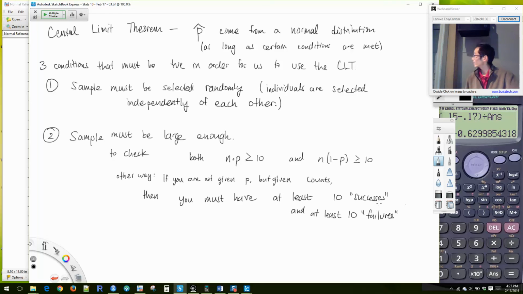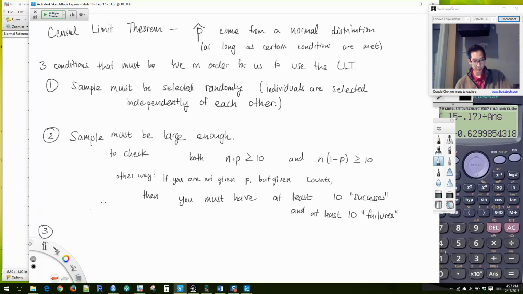So if we were talking about, say, taking a random sample of M&Ms out of the bowl, and you're drawing 140 M&Ms, if you're given just counts, you need to make sure you have at least 10 blue M&Ms and at least 10 M&Ms that are not blue. Or if you're given the proportions instead, you just have to make sure n times p is greater than or equal to 10, and n times 1 minus p also has to be greater than or equal to 10.